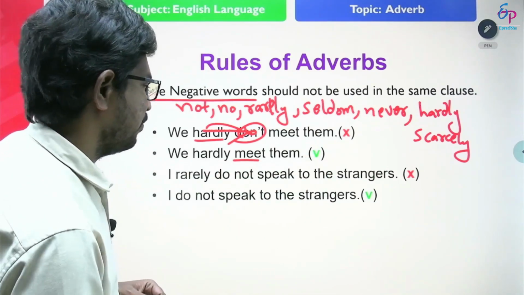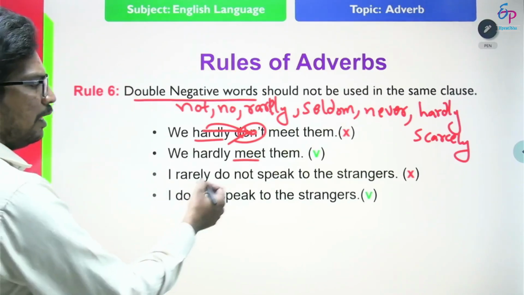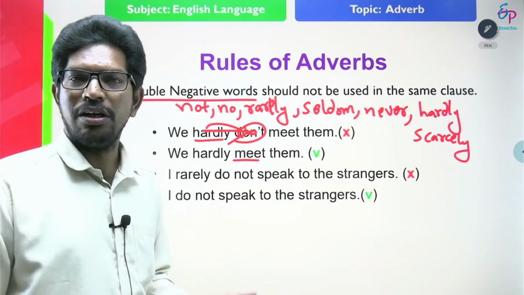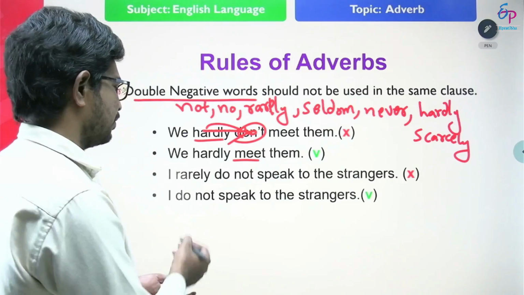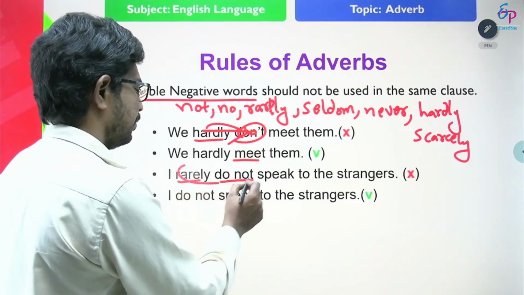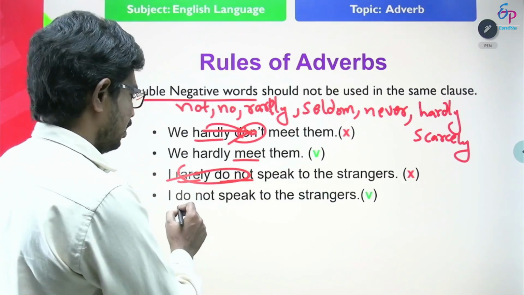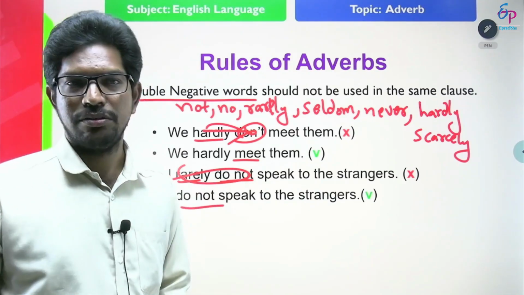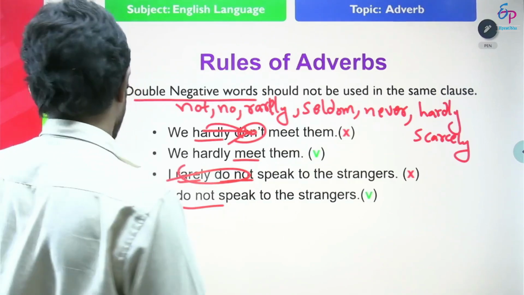See one more statement and find out the error. I rarely do not speak to the strangers. Here in this statement, rarely is a negative word, do not is a negative word. So double negative words are not used together. Correct one? I do not speak to the strangers. Clear? See the next rule.